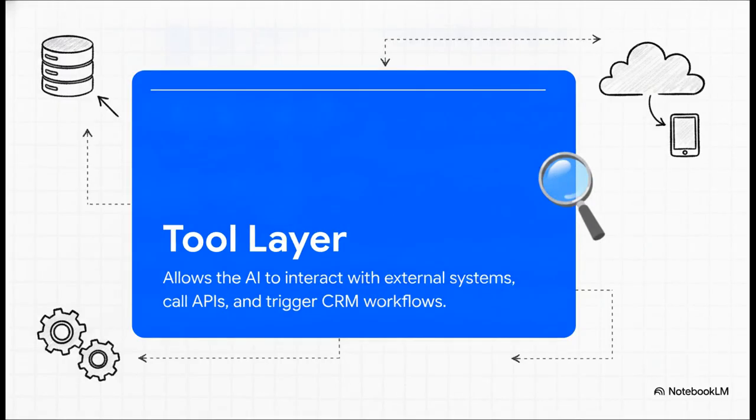Okay, next up is the tool layer. And honestly, this is the absolute game changer. Tools give the AI hands. Instead of just talking to you, it can actually go out and search your proprietary databases, trigger workflows in your CRM, or run complex calculations. This is what elevates the AI from a system that just chats to a system that actually executes and does things out in the digital world.